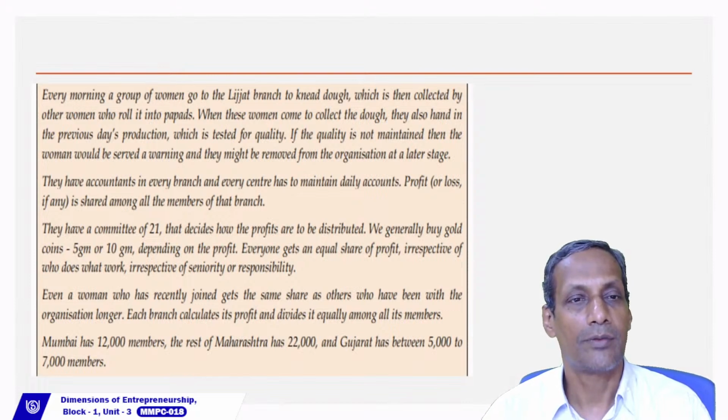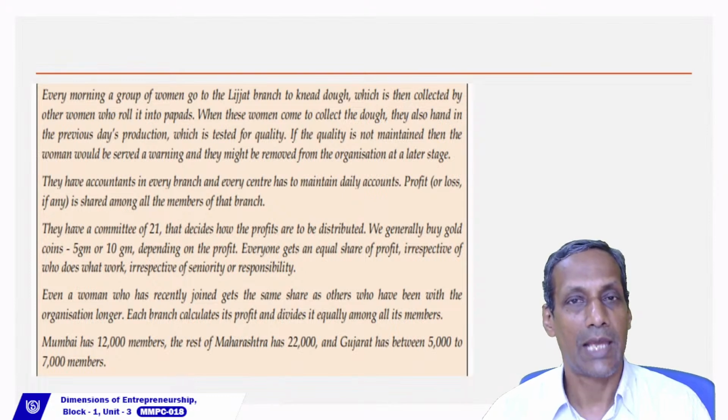They have a committee of 21 that decides how the profit are to be distributed. We generally buy gold coins, 5 gram or 10 gram, depending on the profit. Everyone gets an equal share of profit irrespective of who does that work, irrespective of seniority or responsibility. Even a woman who has recently joined gets the same share as others who have been with the organization longer.